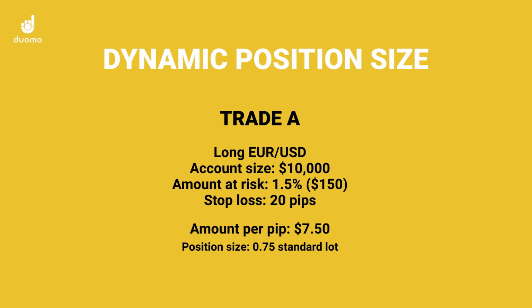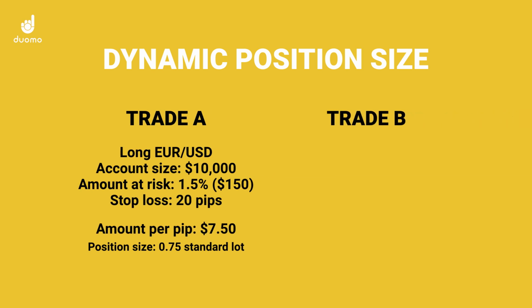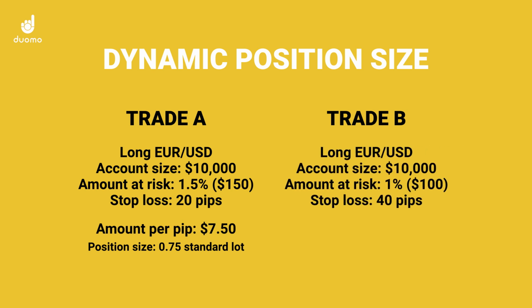So let's quickly compare that to a trade that isn't as good and that needs a wider stop loss. Let's say, for example, you decide for this opportunity to only risk 1% this time, and this time you need a 40 pip stop loss. So 1% of your $10,000 account is $100. Then if you divide this by your 40 pip stop loss, you get $2.50 per pip. Therefore, you would open 0.25 of a standard lot of Euro USD.